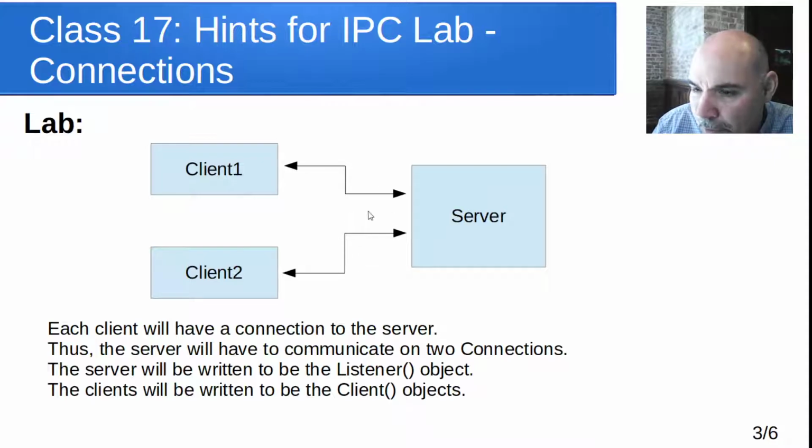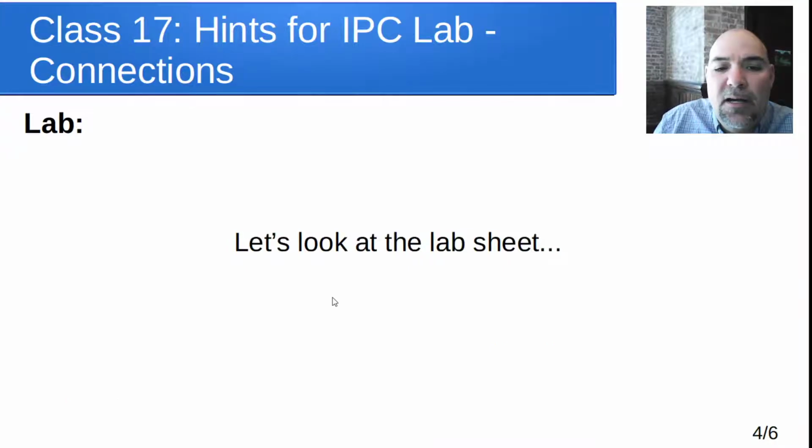That seems to be where some of the confusion is coming from. Some of you have tried to implement this with just one connection object, but you need to have two. You need one connection object that connects client 1 to the server, and another connection object that connects client 2 to the server. All right, so looking at the lab sheet, let's go ahead and refresh ourselves on that quickly here.